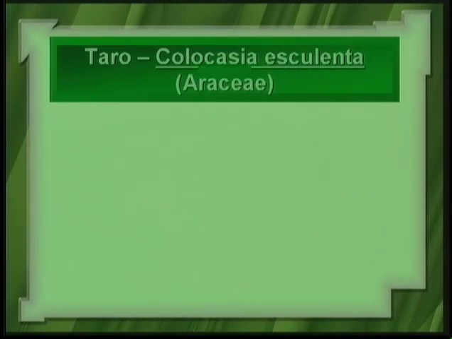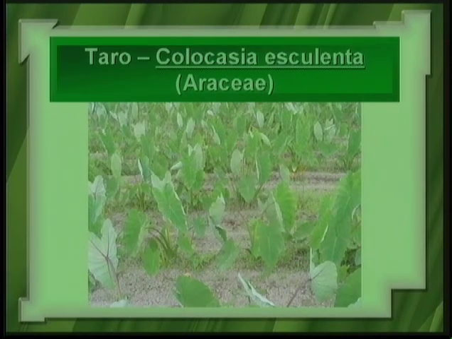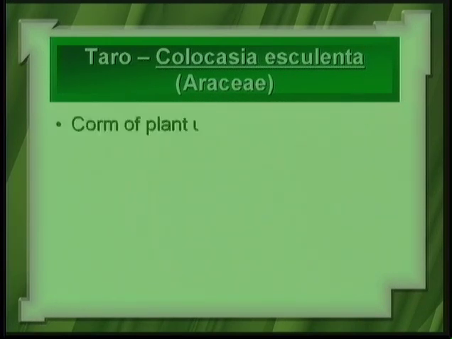Now another very important plant in Hawaii is taro, okay? In Hawaii we call it kalo, yeah? Colocasia esculenta. This is another tropical monocot, all right, in the plant family Araceae. So it is related to Anthurium. It is related to peace lily or Spathiphyllum, okay? It's related to Dieffenbachia, or what they call dumb cane, okay?